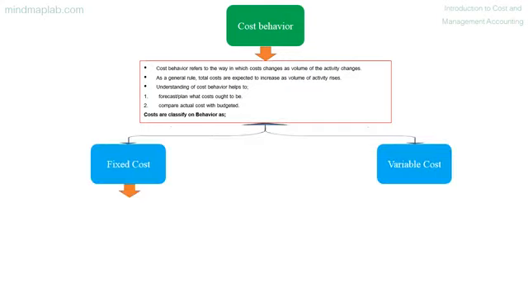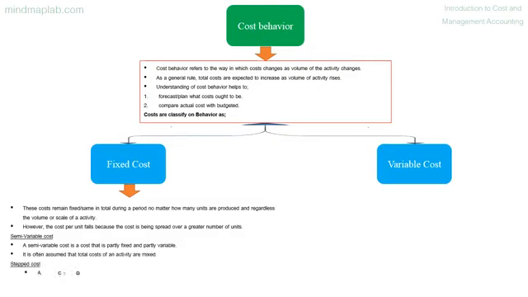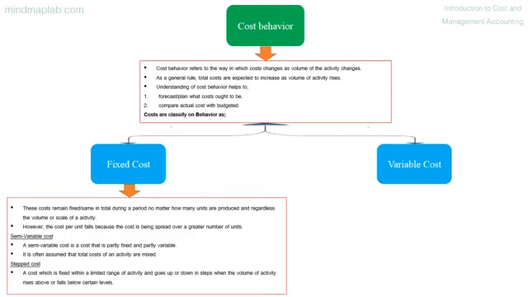Fixed cost. These costs remain fixed, the same in total during a period no matter how many units are produced, regardless of the volume or scale of activity. However, the cost per unit falls because the cost is being spread over a greater number of units. Semi-variable cost. A semi-variable cost is a cost that is partly fixed and partly variable. It is often assumed that total costs of an activity are mixed. Stepped cost. A cost which is fixed within a limited range of activity and goes up or down in steps when the volume of activity rises above or falls below certain levels.